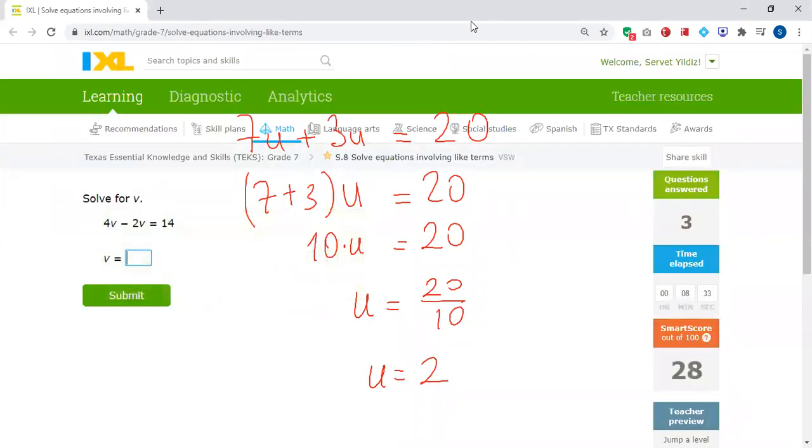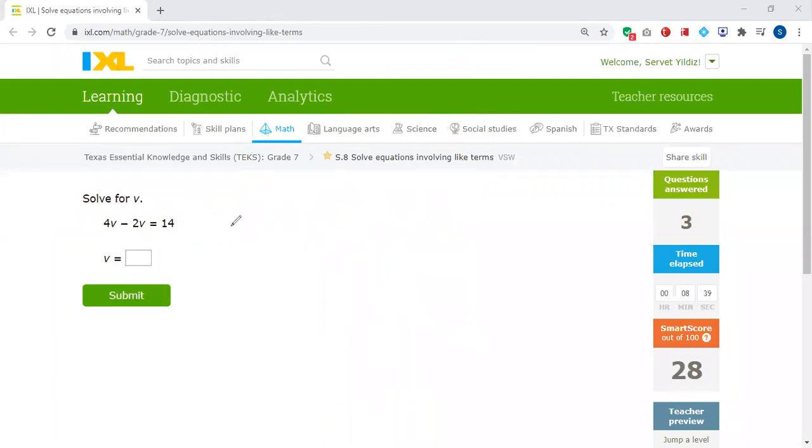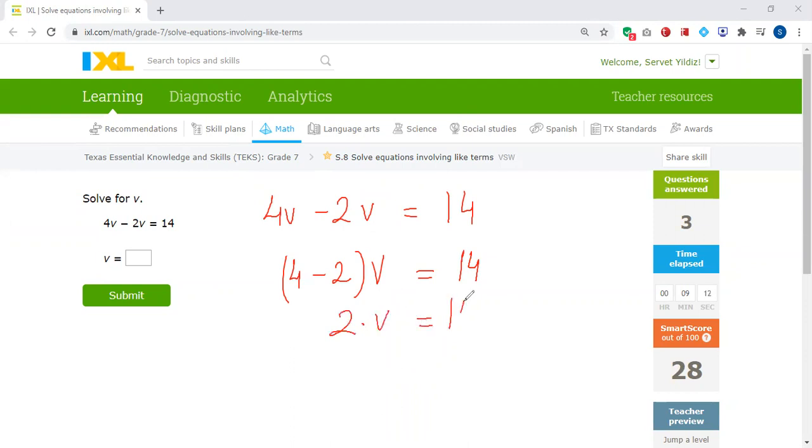And now let's do this example. We are going to find the value of v here. So 4v minus 2v is equal to 14. v is the variable. I'm going to write that, have a bracket here, and take v out. So the coefficients are 4 and negative 2, okay? 4 minus 2, times v, is equal to 14. 4 minus 2 is 2. 2 times v is equal to 14.